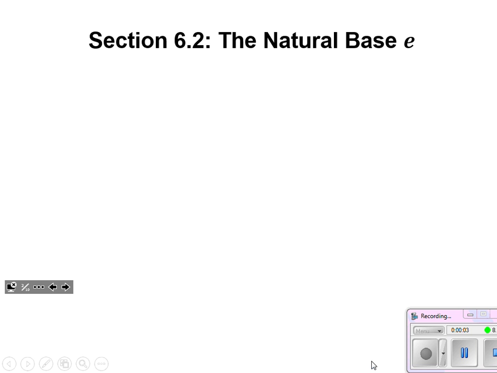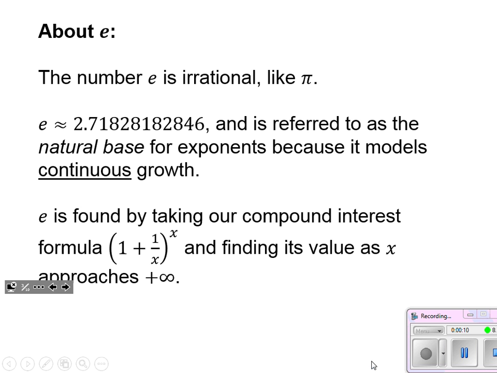Welcome to Algebra 2. Today we've got section 6.2, the natural base e. All right, so the number e, it's kind of like pi or i. It's one of our famous variables that represent a number in mathematics. And in this case, e is another irrational number like pi, and it's approximately 2.718. And we refer to it as the natural base because it models growth that is continuous.